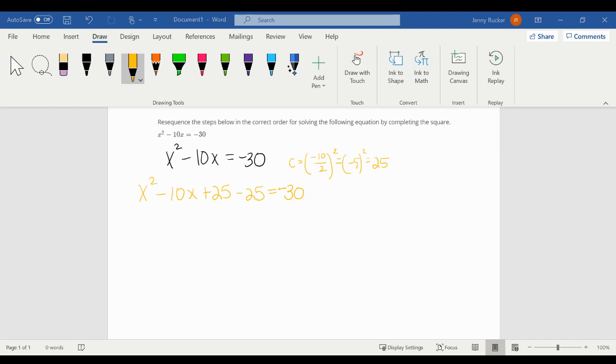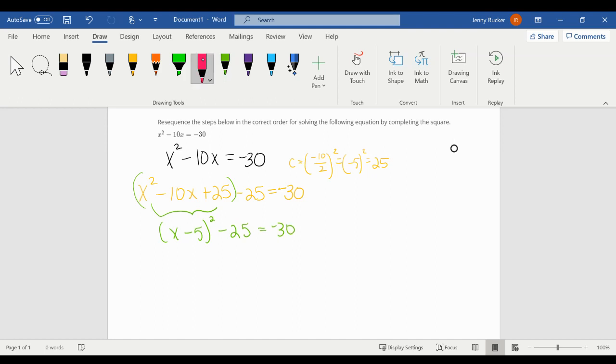Now we're going to go ahead and write this as our perfect square, which is x minus 5 squared. We still have this minus 25. There was no original c value there to combine it with, equals negative 30.